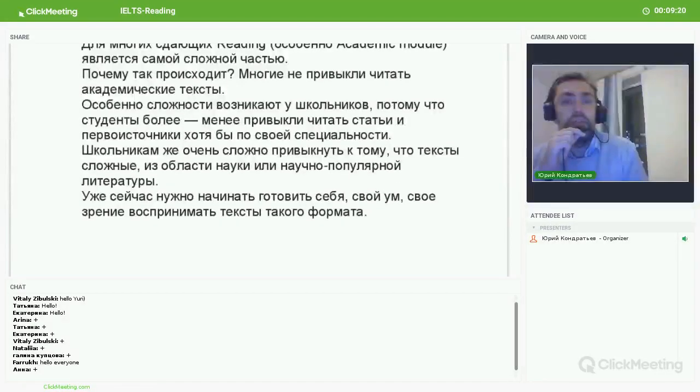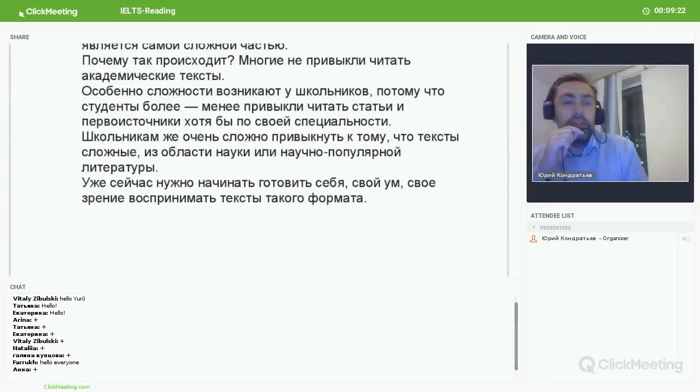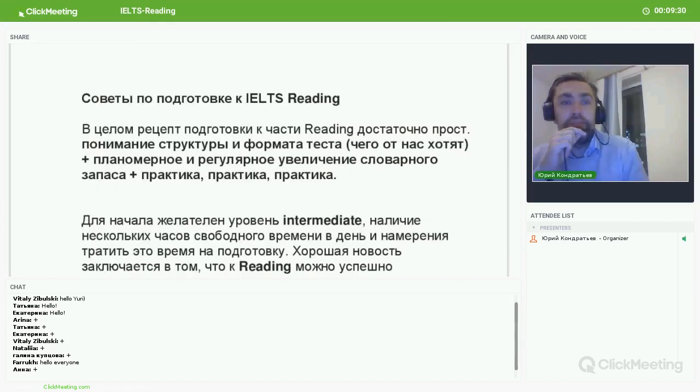So if you're planning to take especially academic IELTS, you need to get used to reading such texts and prepare yourself, your mind and your eyesight, to comprehend this type of information. So that's the first basic tip.